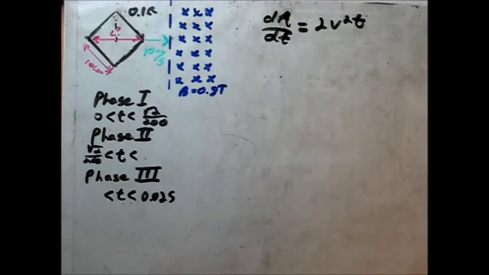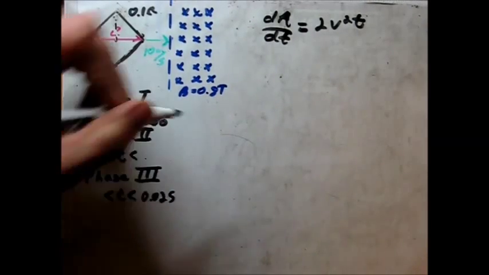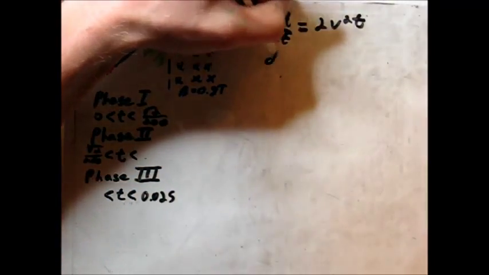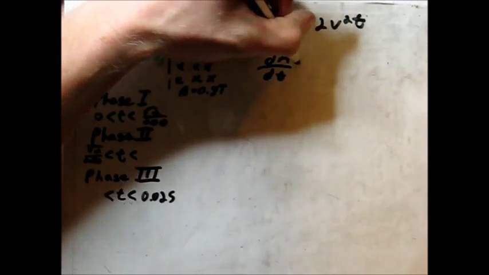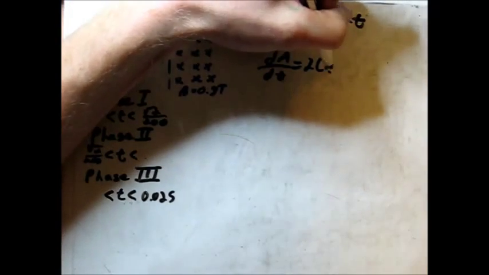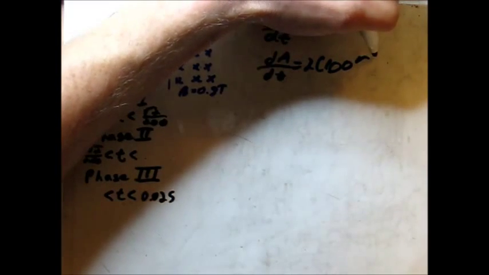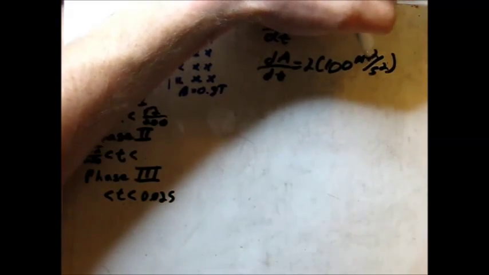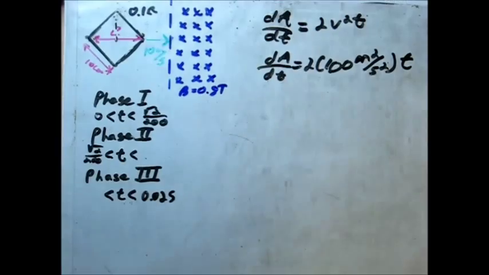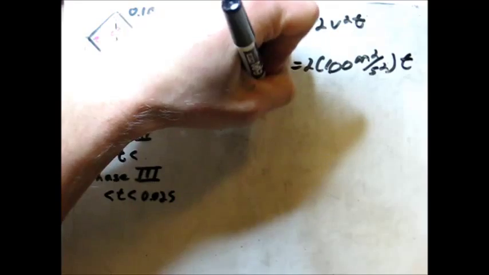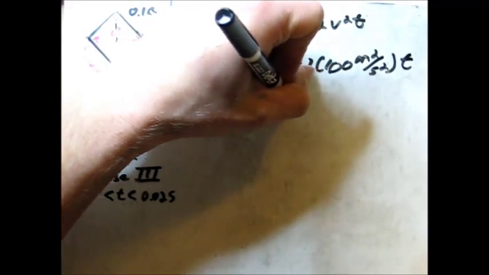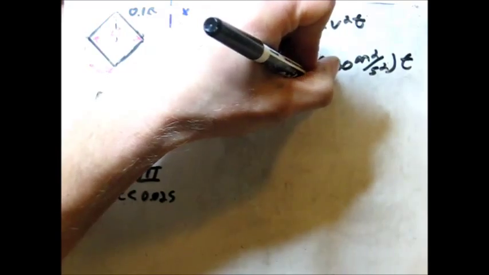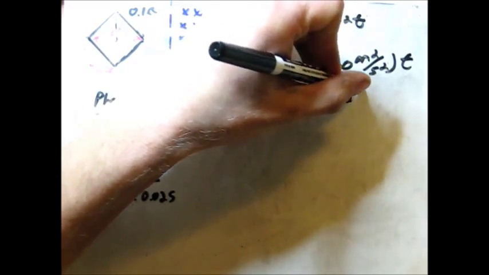So let's fill in what we know. We know our velocity is 10 meters per second. That squared is going to be 100 meters squared per second squared. So we have dA/dt equals 2 times 100 meters squared per second squared times t. And then we can multiply the 2 in. So you have dA/dt equals 200 meters squared per second squared times t.